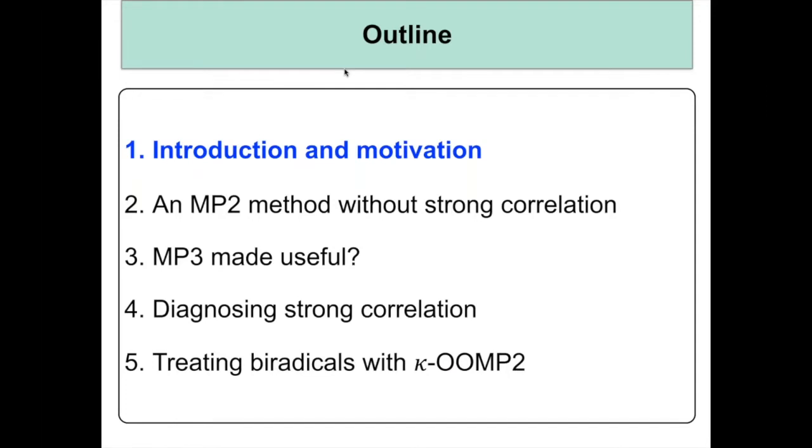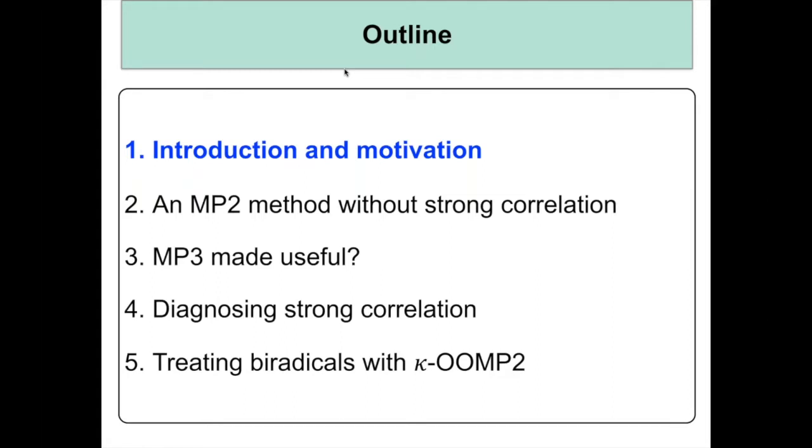I will give some general introduction about what this orbital optimized MP2 method is and why you should care about it, and then go through what it can do, how it is made up. How accurate is it? How can it be made more accurate? How can it be used to look at some molecules that actually do have strong correlations, even though this is a method, as I will tell you about, without any strong correlation?